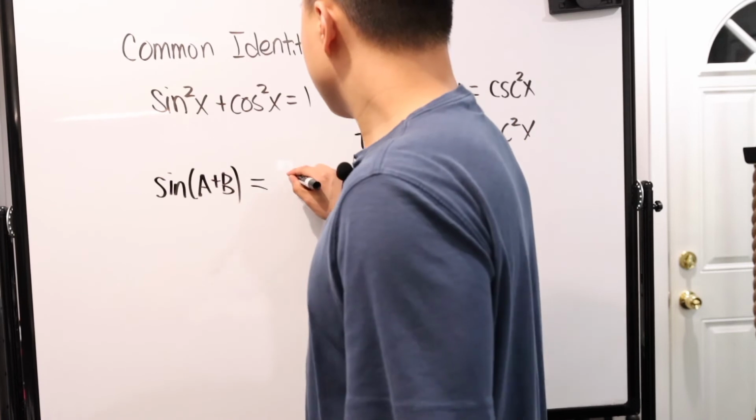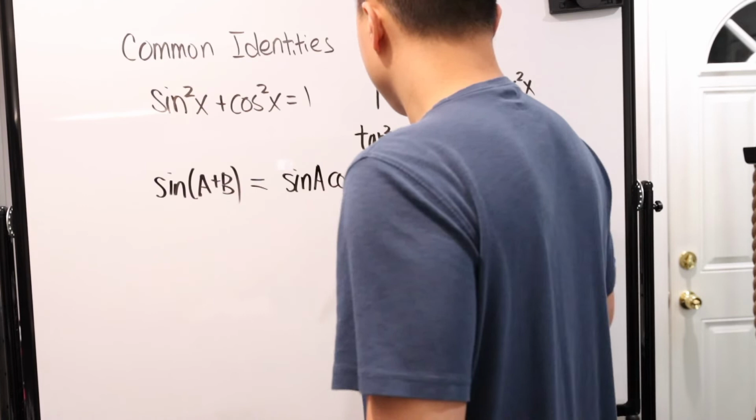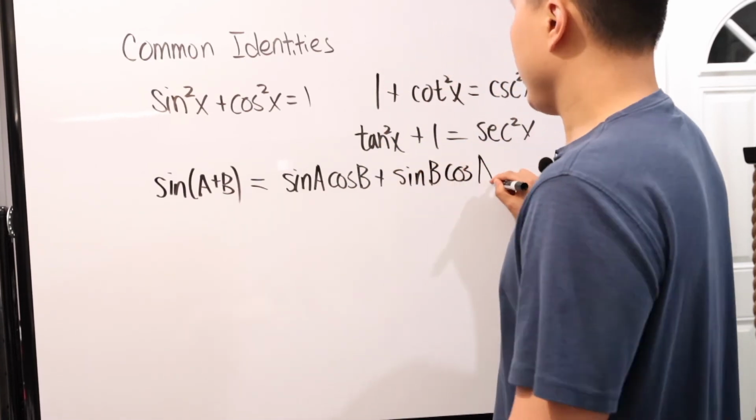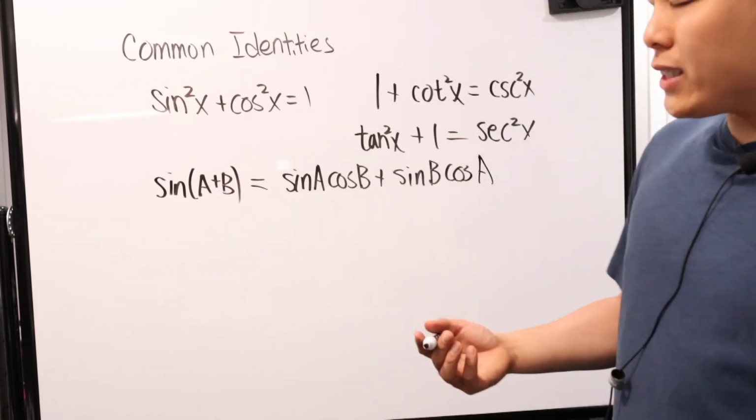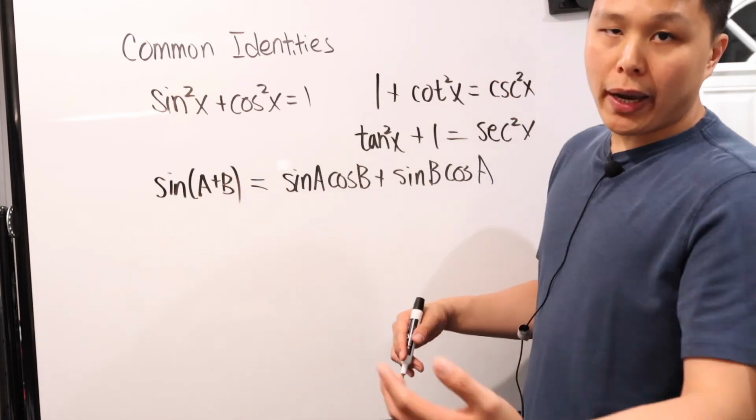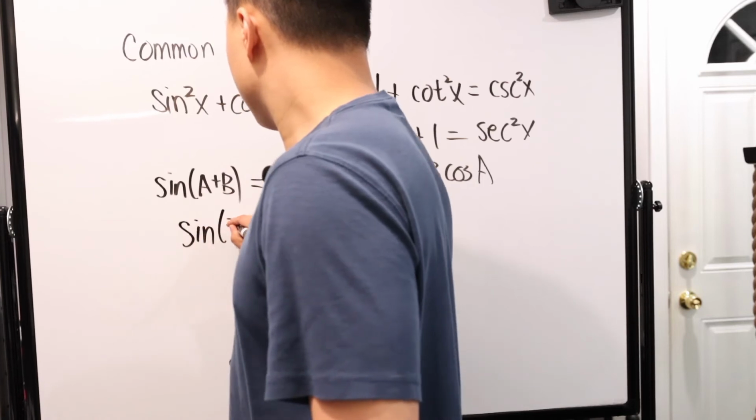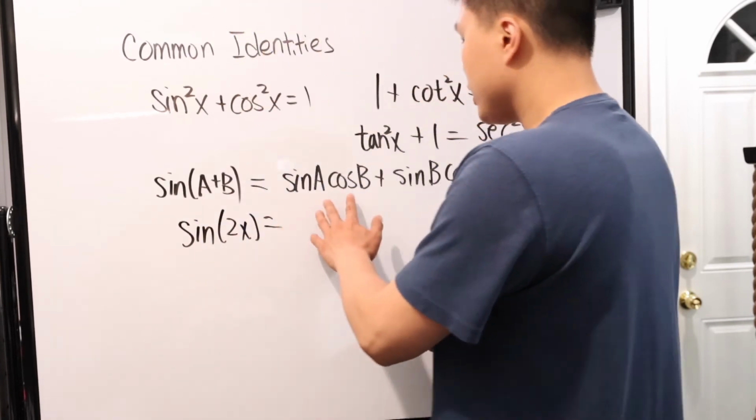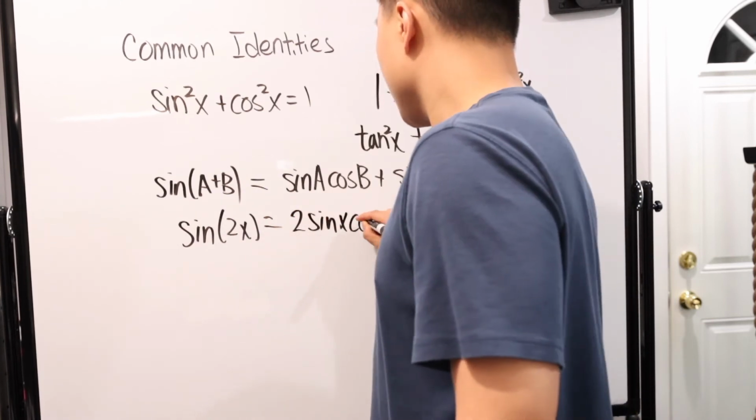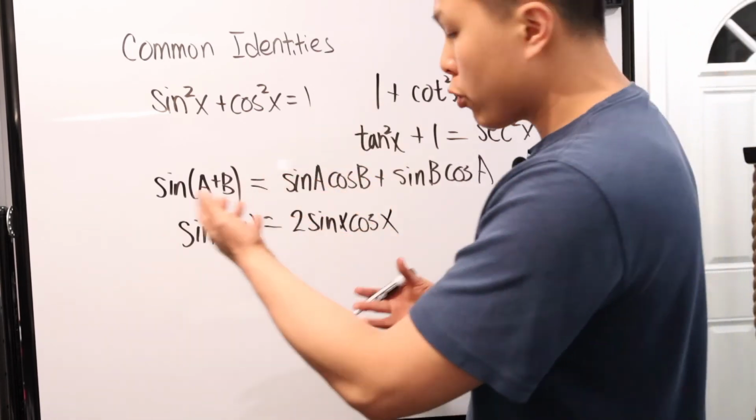That's going to be sine a cosine b plus sine b cosine a, where a and b are the different angles. Now, why is this important? Well, the more common one that you would normally see is if you make a and b the same angle. Let's just say we call it x. So all of a sudden you have sine of 2x equals, well, these are all x, so you end up having 2 sine x cosine x. This is the double angle. That's the more common or the more useful of it.